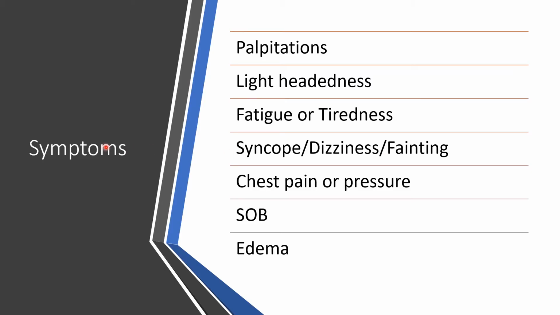What are the possible symptoms of atrial fibrillation? Palpitations, the heart will be beating fast, lightheadedness, fatigue or tiredness, syncope, dizziness or fainting, chest pain or pressure in the chest region, shortness of breath, edema, that is, pedal edema or periorbital edema.